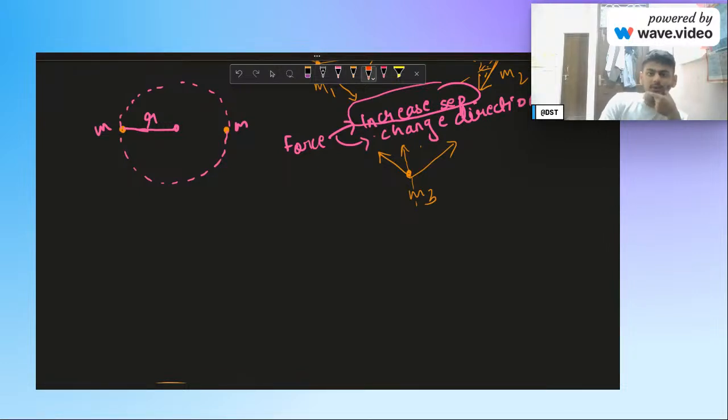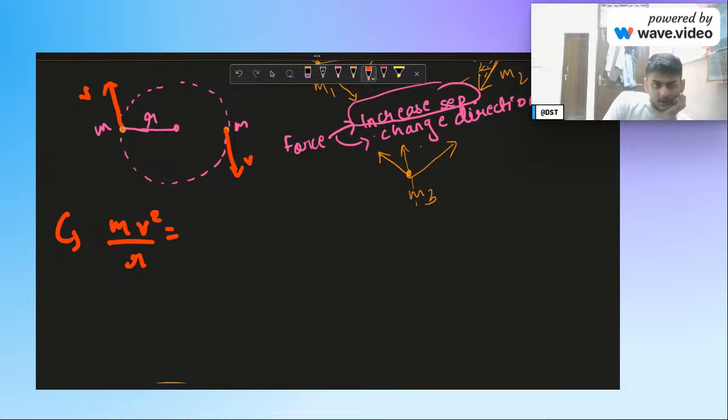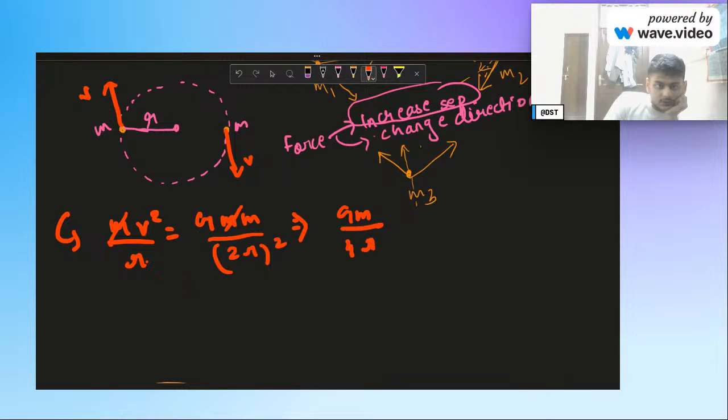So if they are moving with some velocity v, then we can say that m v squared upon r will come out to be equal to G m m by (2r) whole square. Now m and m cancel out, r will go there. G m upon 4r, and that is the value of v squared. So v will come out to be under root of G m by 4r.